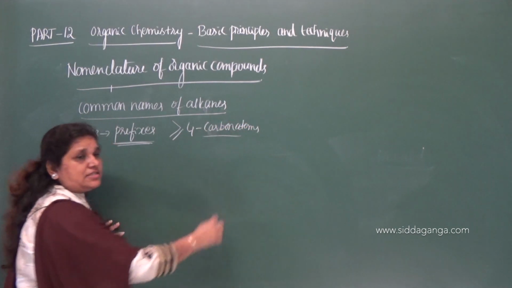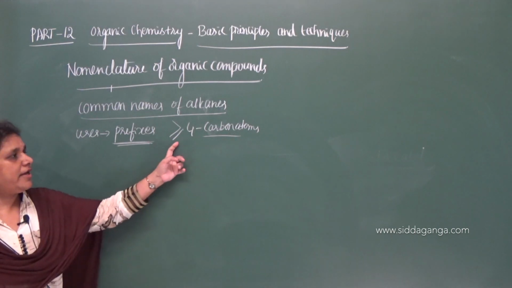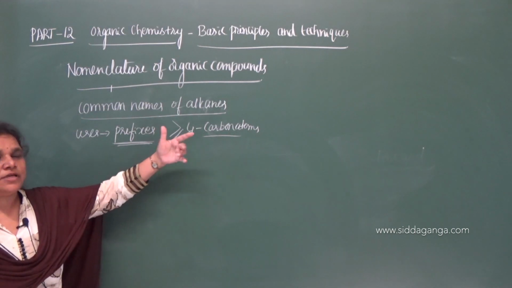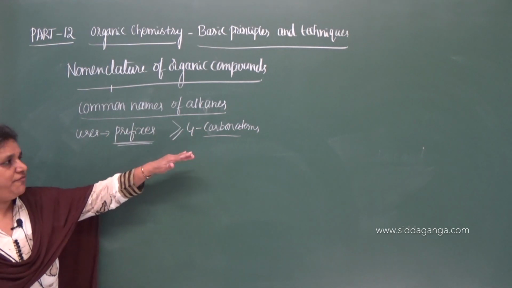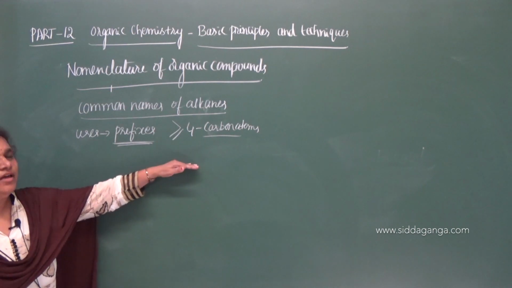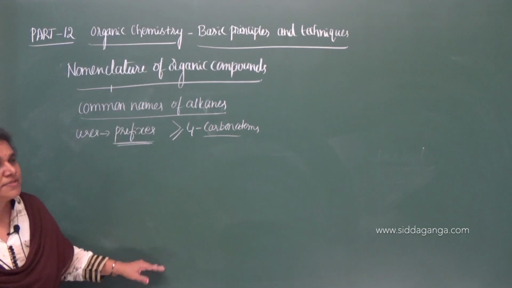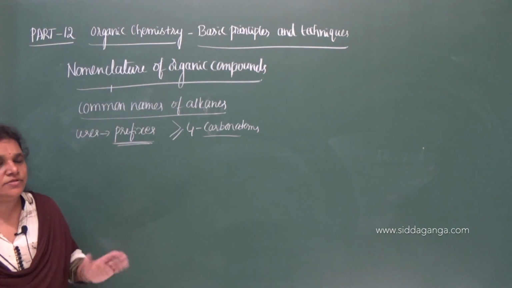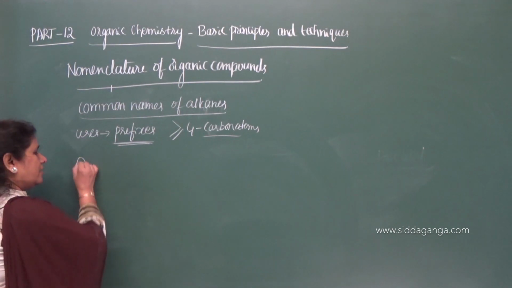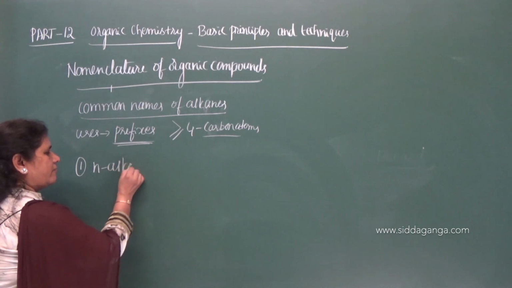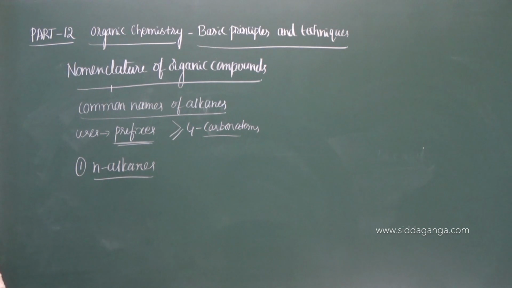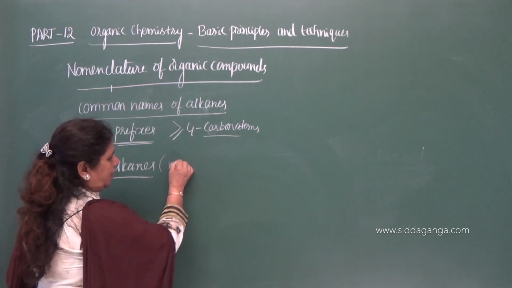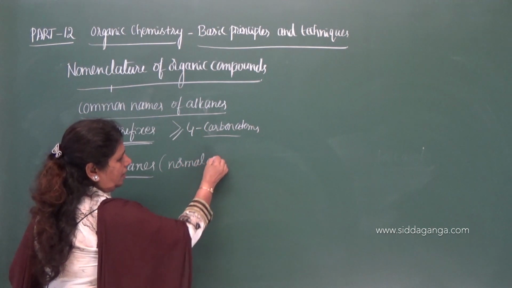So, these prefixes are used for the alkanes which contain 4 carbon atoms or more than 4 carbon atoms. On the basis of those prefixes, we can classify the alkanes into 3 types on the basis of common names. So, we can classify it as N-alkanes. What do you mean by N-alkanes here? N-alkanes are nothing but normal alkanes.